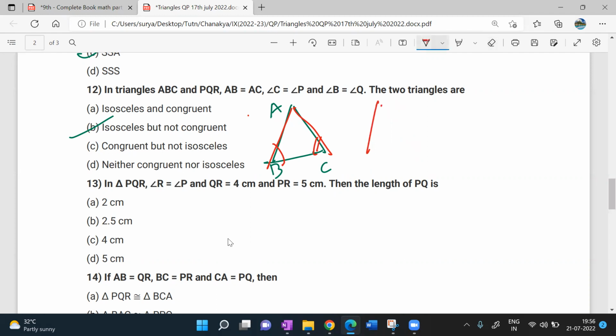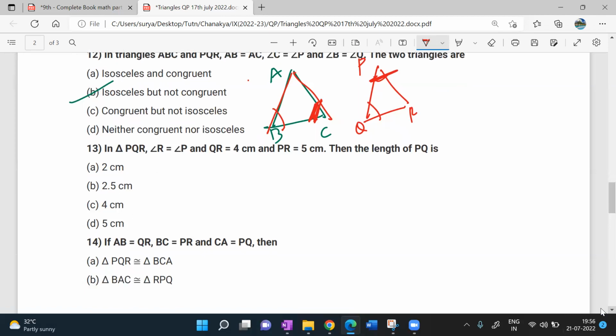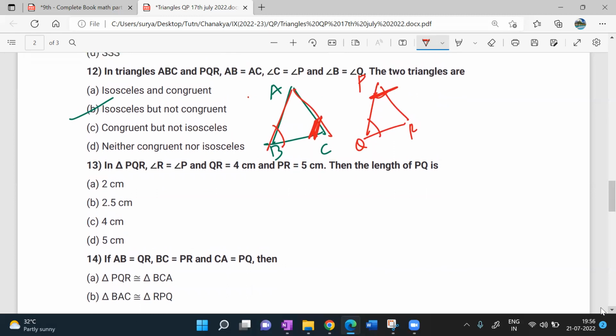If I draw like this, here P, Q, R. Here C is given as equal to P, but they are not corresponding angles. They are at different positions. Here B is equal to Q, given. C and P are not corresponding angles. C and R are corresponding, so they are isosceles but not congruent. It should be equal to RQP. Then it would have been correct.